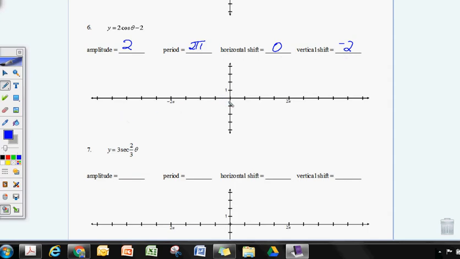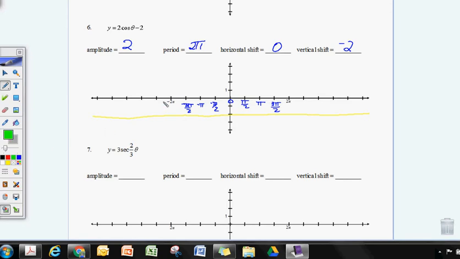So if I'm starting at 0, I'm dealing with pi over 2, pi, 3 pi over 2, and 2 pi as my numbers. And let's put in my negative 3 pi over 2, my negative pi, and my negative pi over 2. I need to do my vertical shift. It is at negative 2.